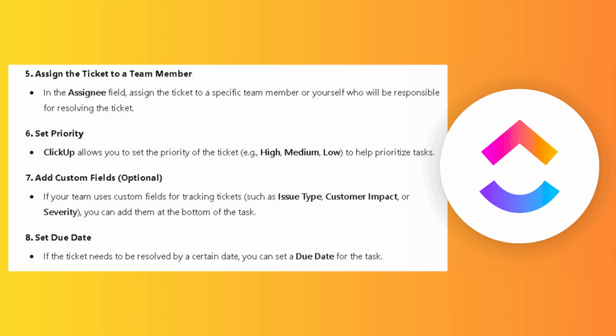Add custom fields. If your team uses custom fields for tracking tickets, such as issue types, customer impact, or severity, you can add them to the bottom of the task. Set a due date. If the ticket needs to be resolved in a certain date or time, you can set a due date for the task.